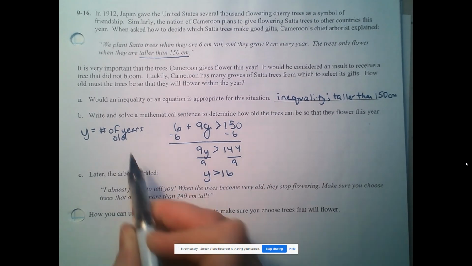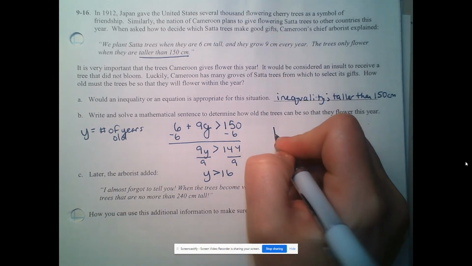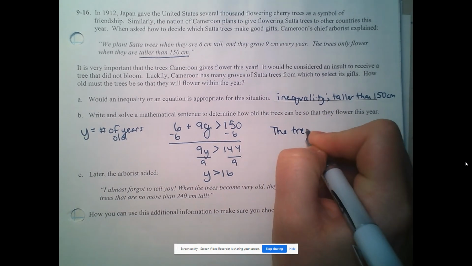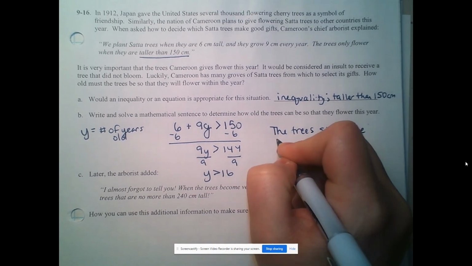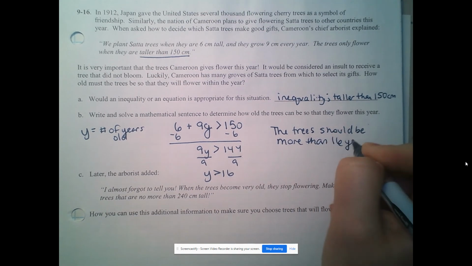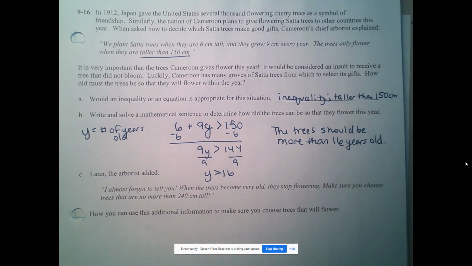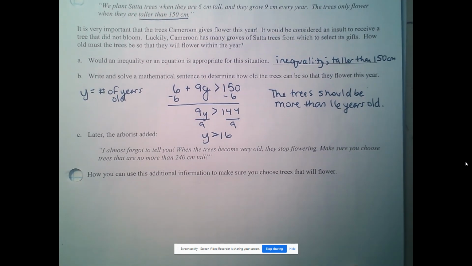Now, y stood for number of years old. And so we are going to say the trees should be more than 16 years old. And that's a pretty long commitment to wait 16 years for a tree to be available as a gift. I almost forgot to tell you, when the trees become very old, they stop flowering. Make sure you choose trees that are no more than 240 centimeters tall.